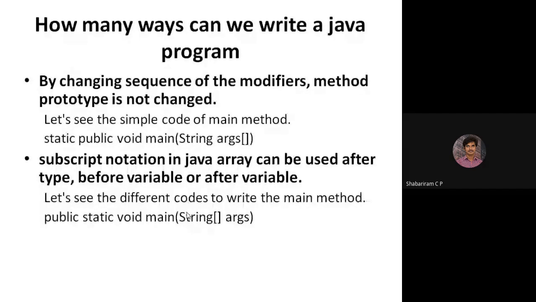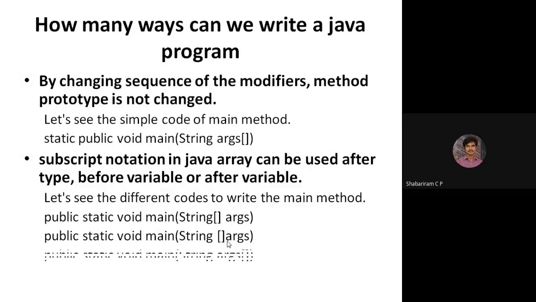The second way is I have added my subscript before the object. So in the previous case, the subscript is attached to the class. In the second case, it started with an object. The last case is a very simple array representation. String is a class, args followed by brackets, that is subscript notation. So in this way you can write a Java program. Either you can choose the first case or second case or third case.